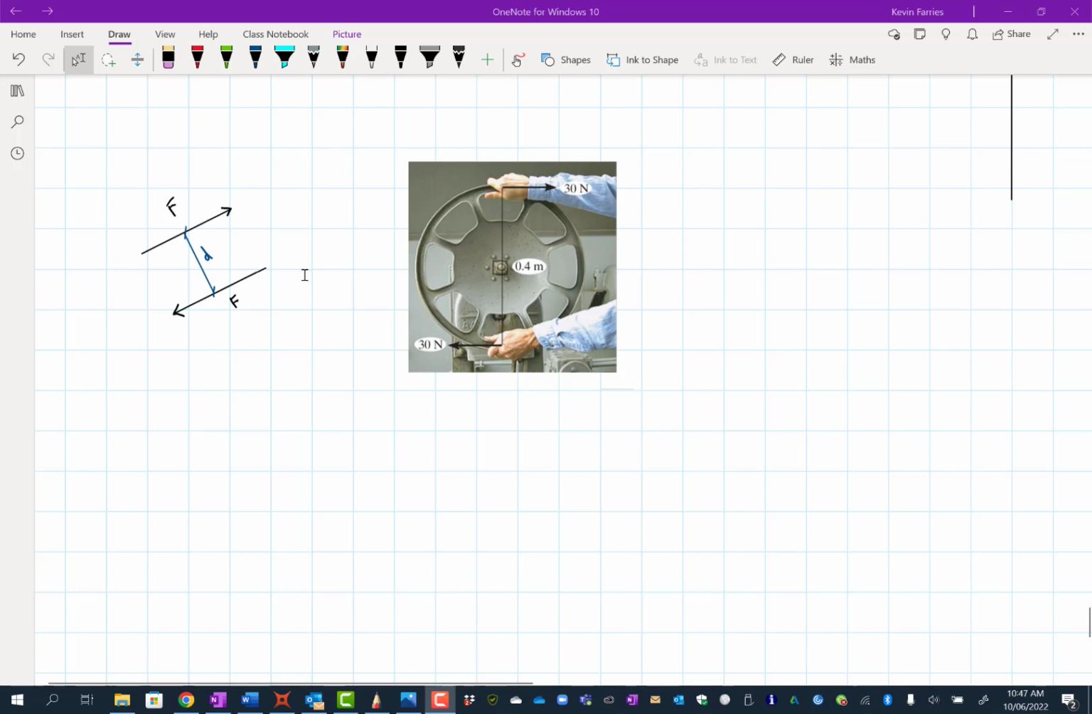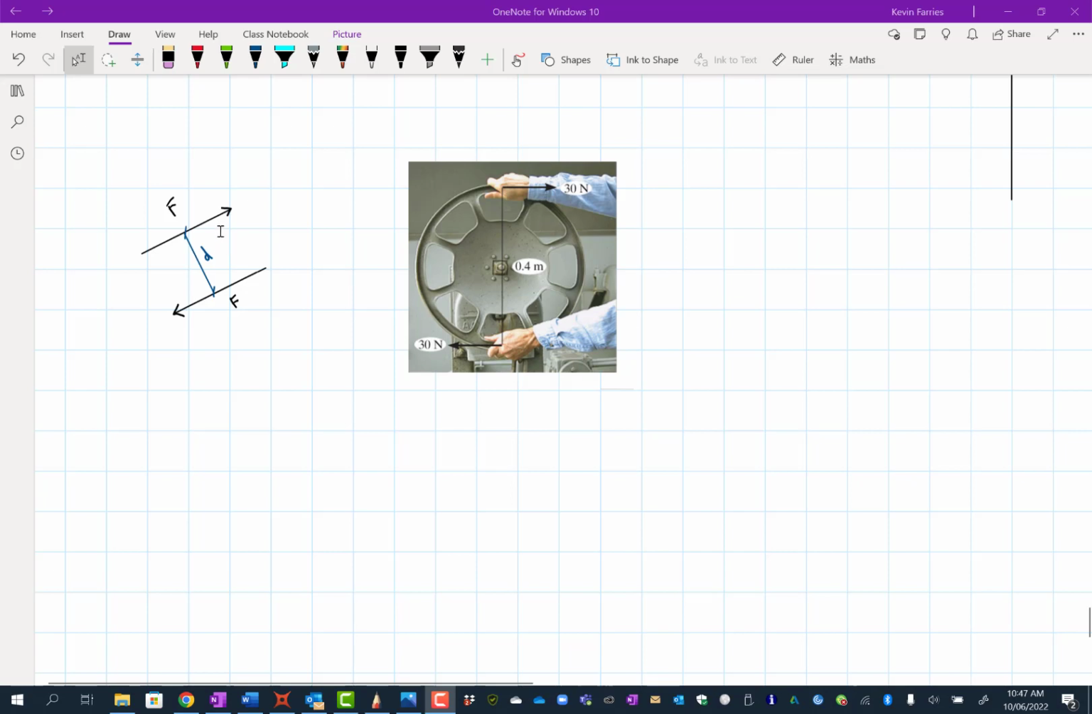So in this next section, we're going to have a look at couples. A couple is a moment that's generated by two forces. We've got two forces, they've got the same magnitude, their lines of action are parallel, but they're separated by a distance d. And so that's what's meant by a couple.